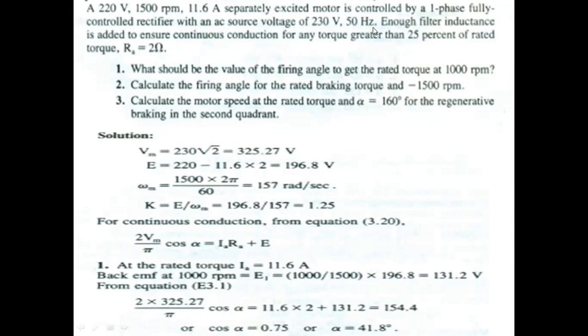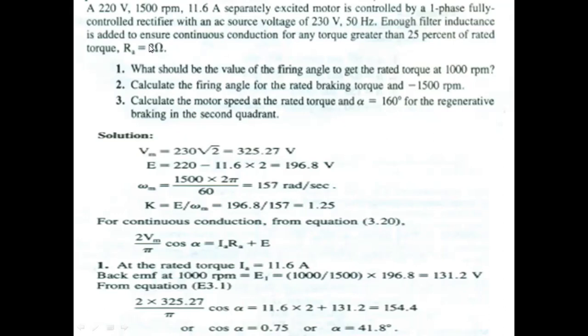Enough filter inductance is added to ensure continuous conduction for any torque greater than 25% of the rated torque. So if the torque is greater than 25% of the rated torque, we are connecting an inductance as a filter in order to ensure continuous conduction for our operation. And the armature resistance is given as 2 ohms here.